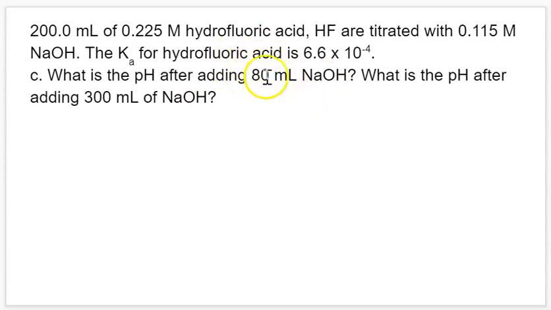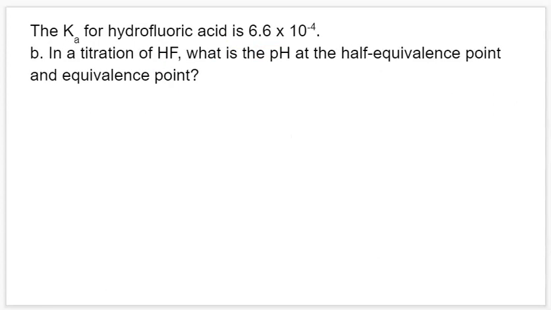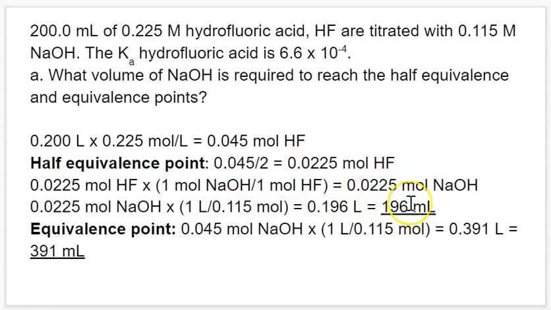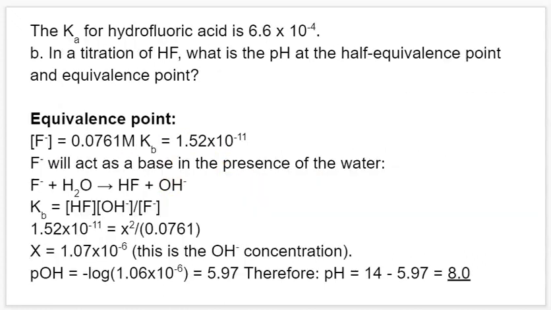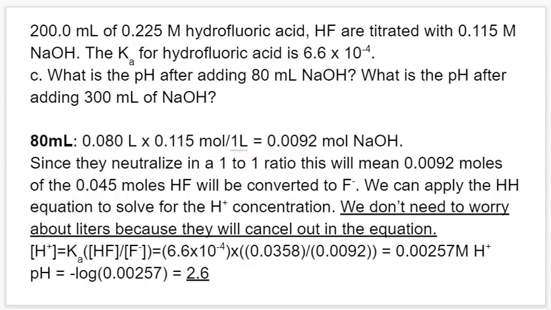We can see that this is before the half equivalence point, since the half equivalence point involved, what was it? 196 milliliters. So the pH is going to be lower than the pH at the half equivalence point. And the other volume that we're looking at here is 300. That is more than the half equivalence point, but less than the equivalence point. So the pH is going to be in between those two. But to get the actual concentrations of these, we're going to apply the Henderson-Hasselbalch equation.